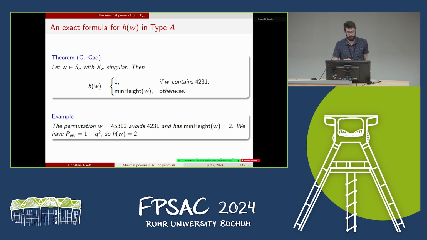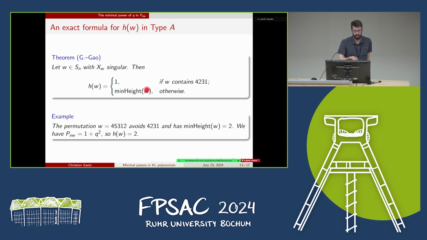So here's our first main theorem. We show that if we're in type A, and if W is singular, then here is an exact formula for this first non-trivial power appearing, h of W. This is 1, that is, there is a non-zero coefficient of q in the polynomial if W contains the pattern 4, 2, 3, 1. If it doesn't contain 4, 2, 3, 1, then since it's singular, it must contain 3, 4, 1, 2. And in that case, h of W is given by the min height, which involves the pattern 3, 4, 1, 2 as we just saw.